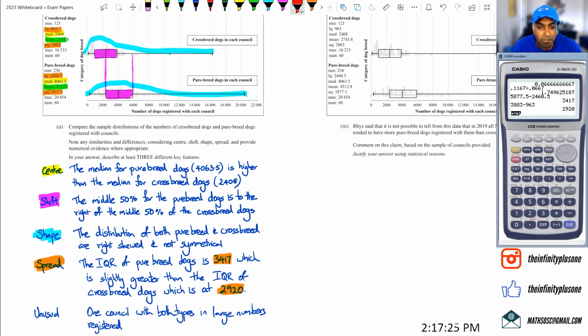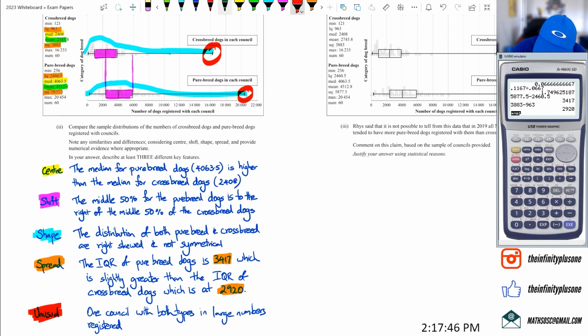All right, last point. So the last point is the unusual points. There is one council with both types of these dogs in large numbers, and you can see that here and here, and they register as well. So that one little council must have a lot of dogs in that area.